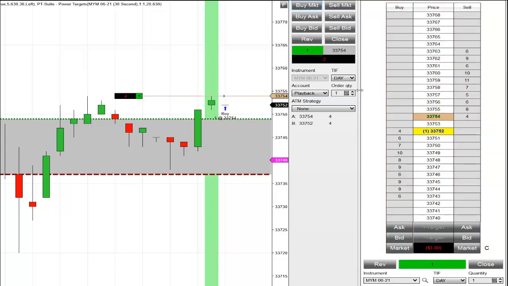Okay, so what I'll do then is change my order quantity and go ahead and place a limit order right above the top of that range, right above the green dotted horizontal line.